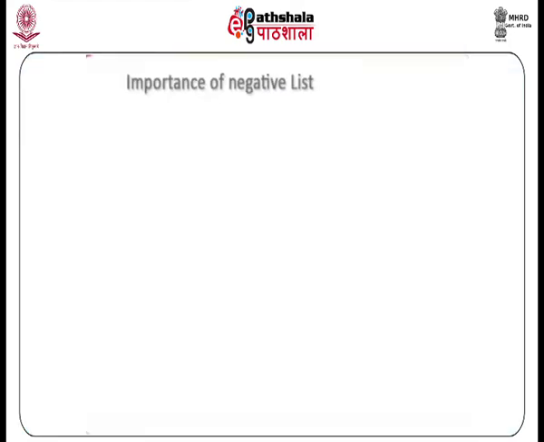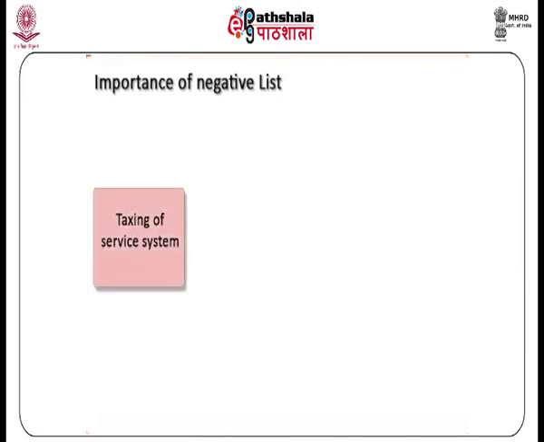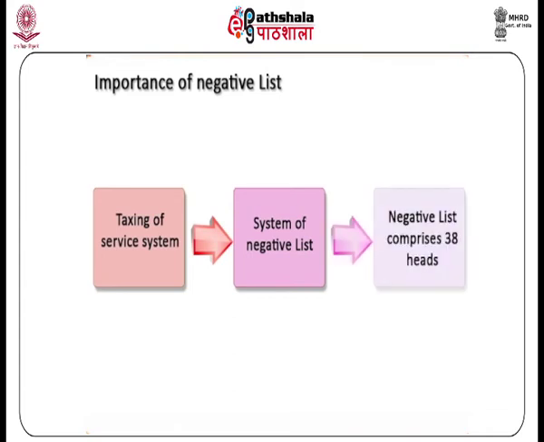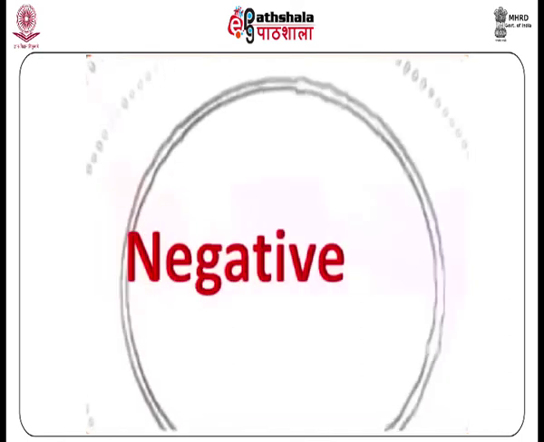Let us now focus on the importance of negative list in taxing of services. Since 2012, the taxing of services system was changed to a system of negative list. That is, all services would be taxed except those in the negative list. The negative list, as of today, comprises 38 heads keeping in view the federal nature of Indian polity and socio-economic requirements. Let us now discuss the negative list.